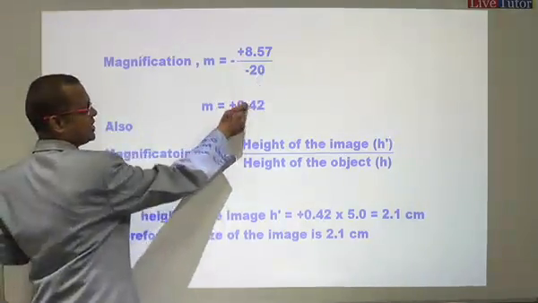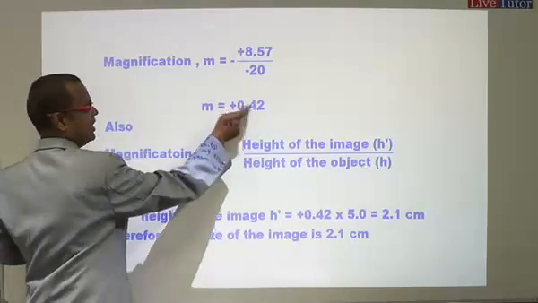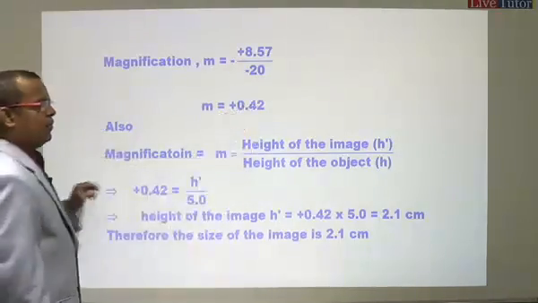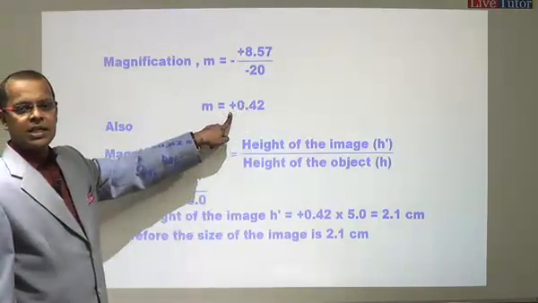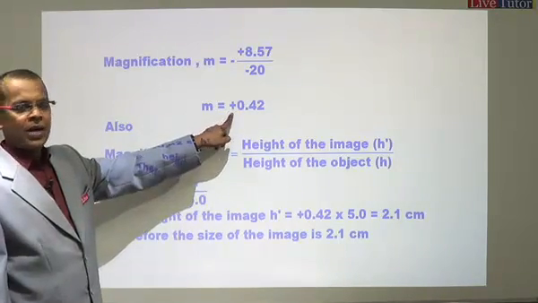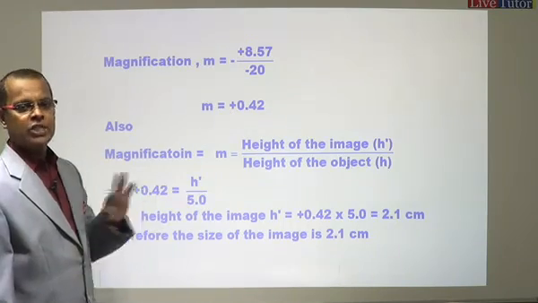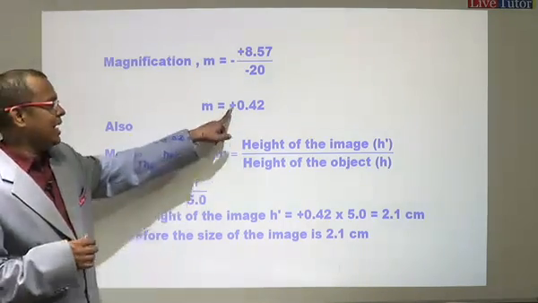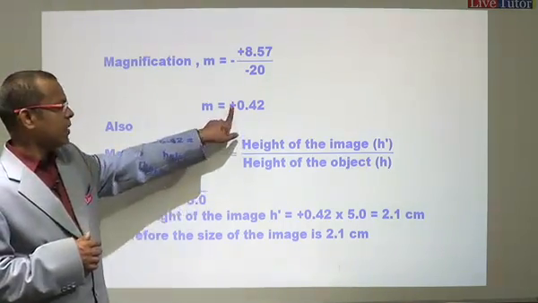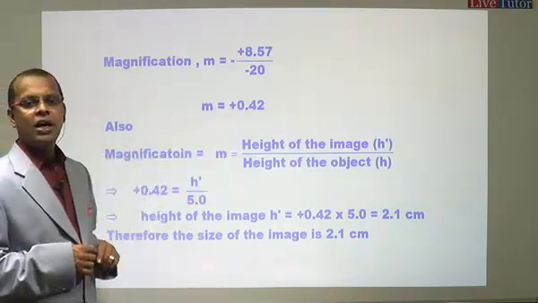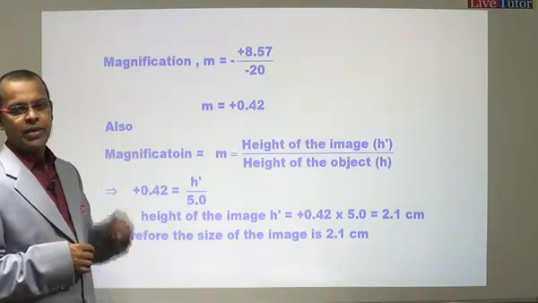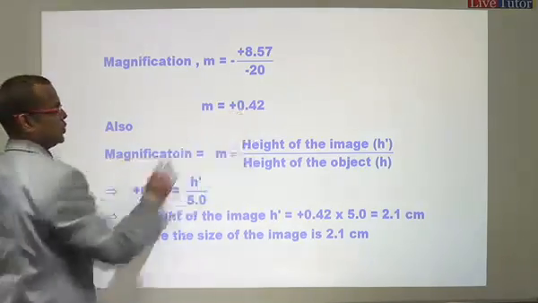So it is less than 1. Though it is positive, it is less than 1. Positive sign indicates that, what do you understand by positive? Is it virtual or real image? It is virtual. Opposite to that, if it is negative means it is real. If it is positive, the image is virtual one. Okay. So M is 0.42.